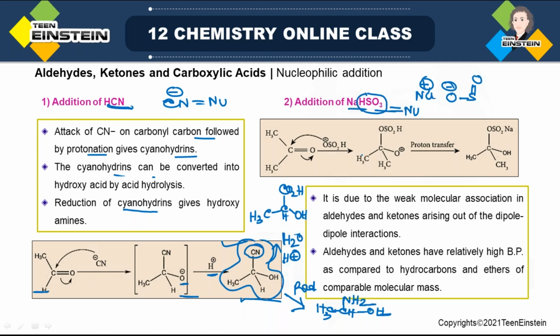When it is attacking, the pi bond between carbon and oxygen will be broken. So this is the tetrahedral intermediate that will be generated. And finally, there will be proton transfer. This H can come here, and there will be negative charge over oxygen, and that negative charge can be balanced by sodium, because sodium ion is already present. So the final molecule that we are getting is like this, OSO3Na.